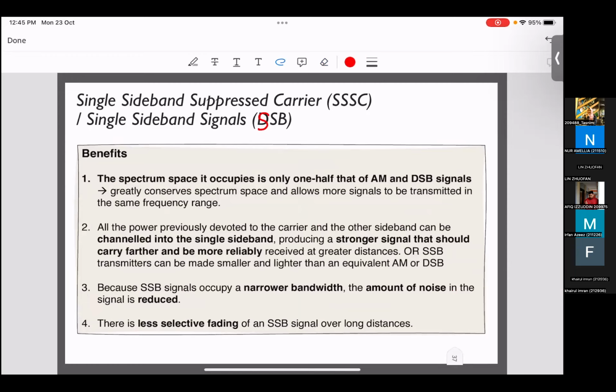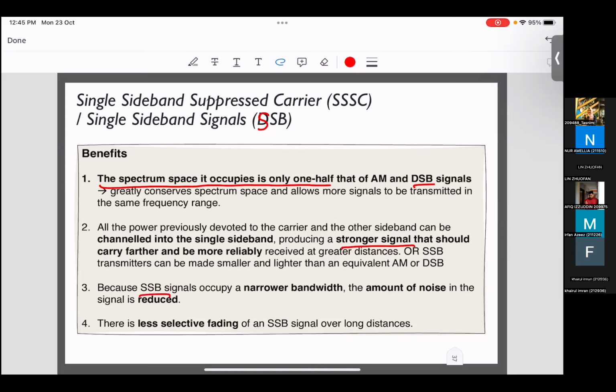Just now we talked about double sideband where we suppress the carrier. Here we suppress the carrier plus one sideband. So the benefit is the spectrum space occupies only 1/2 of that of AM and of DSB signal. So SSB compared to DSB saves more spectrum space compared to both modulations. And then all the power previously devoted to the carrier and the other sideband can now be channeled into the single sideband, producing a stronger signal that will be better for long distance transmission.